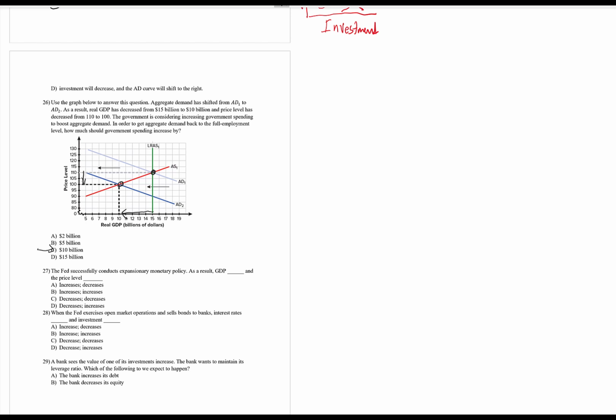The government is considering increasing government spending to boost aggregate demand, and we want to know how much government spending needs to increase by. And so what we can think about is that we shifted from AD1 to AD2. We need to get from AD2 back to AD1. In order to do that, we essentially need to shift from the dark blue back to the light blue. And so how much does that need to shift by?